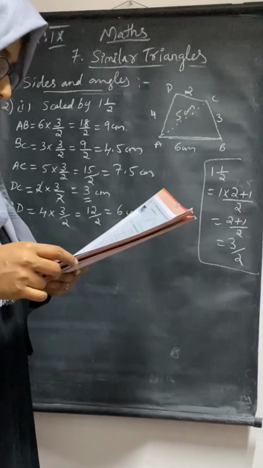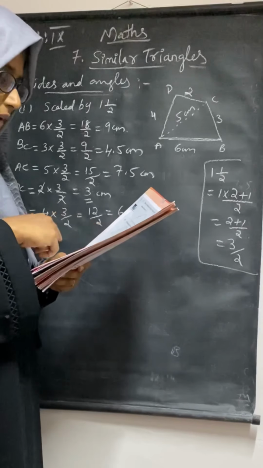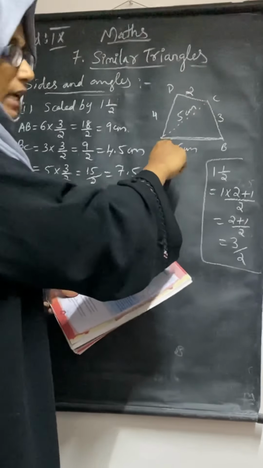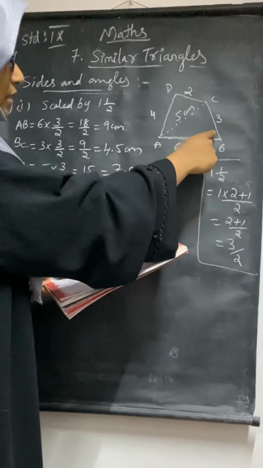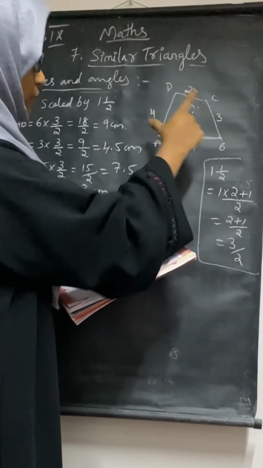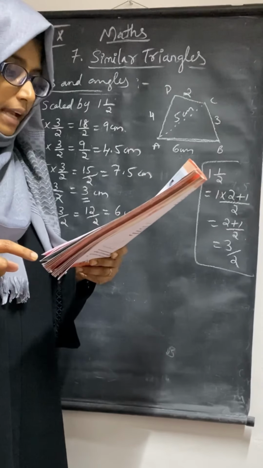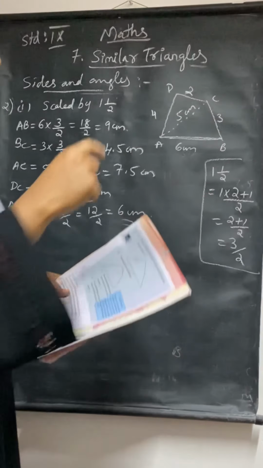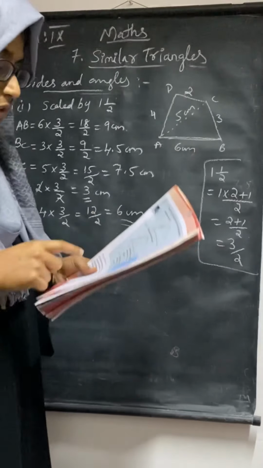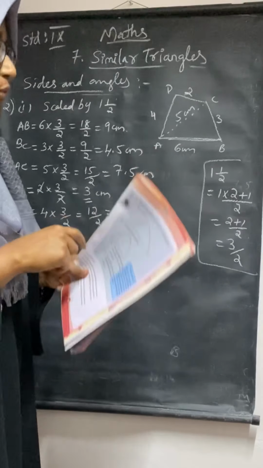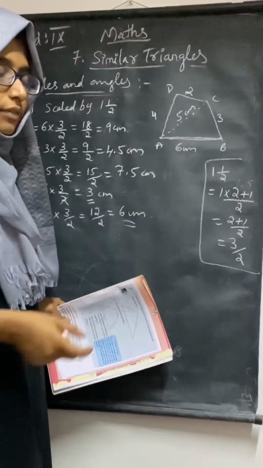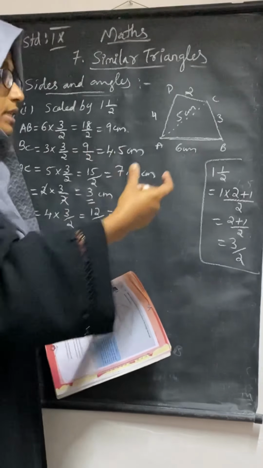Second problem, same page number. You can see one quadrilateral here, roughly drawn here. 6 centimeter, 3 centimeter, 2 centimeter, 4 centimeter, and one diagonal given 5 centimeter. Now draw a quadrilateral with the angles same as those of this. So angles should be the same, and sides scaled by 1.5.